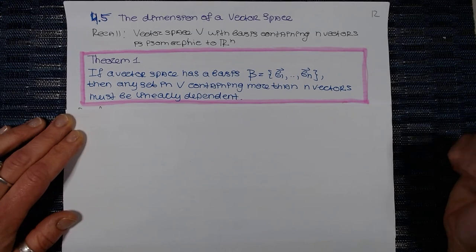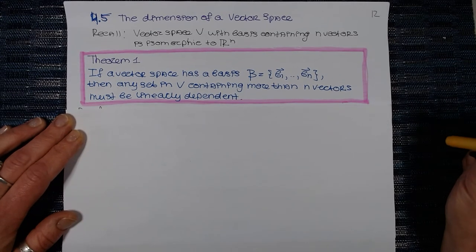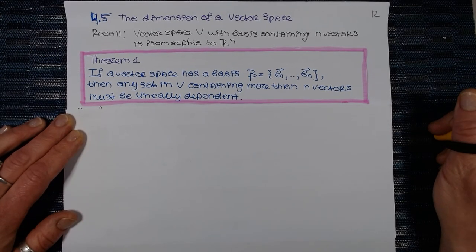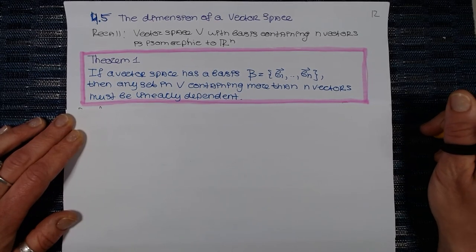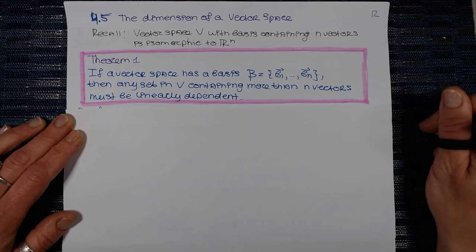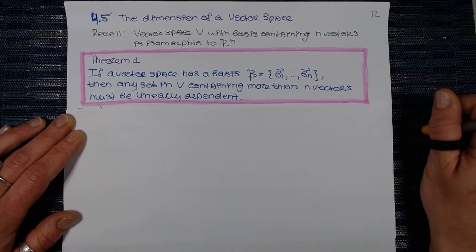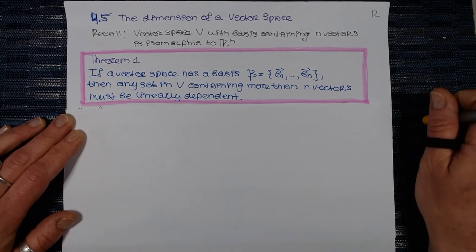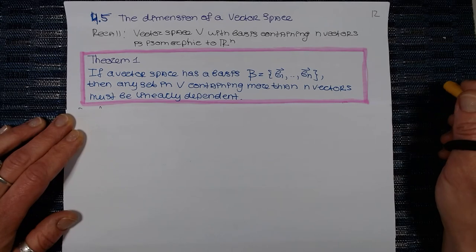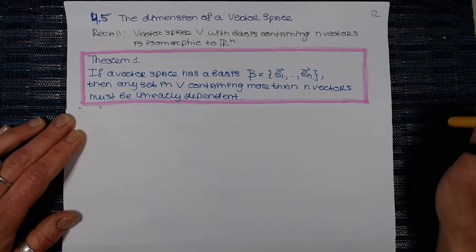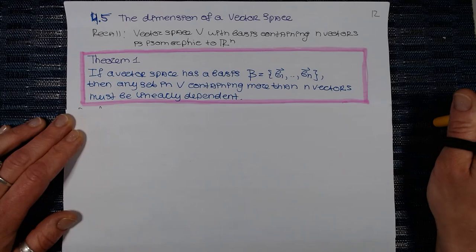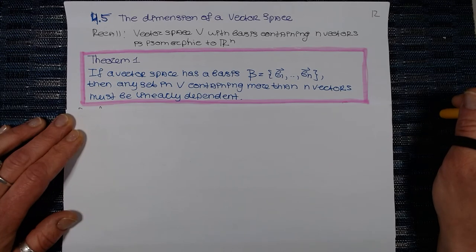Right, so recall from what we know before, the vector space with bases containing n vectors is isomorphic to Rn. So we've talked about this a little bit earlier, right? And when we start talking about dimensions, so we know the dimension of Rn is n, right? And dimension was basically defined as how many basis vectors do I have in a basis for my vector space.